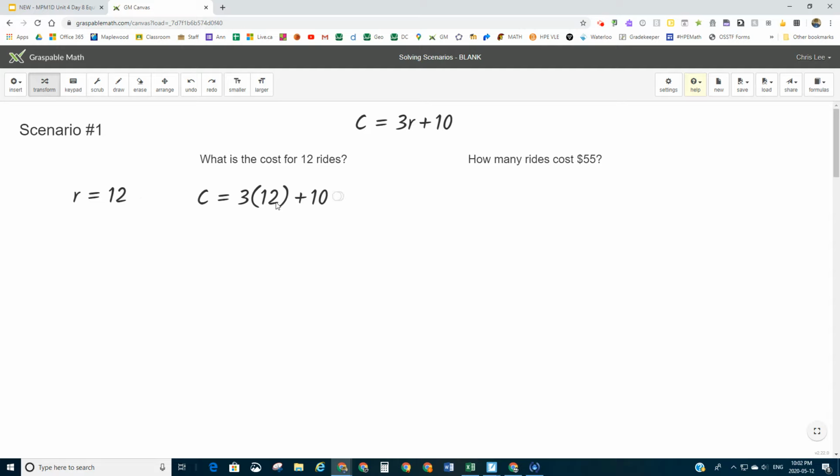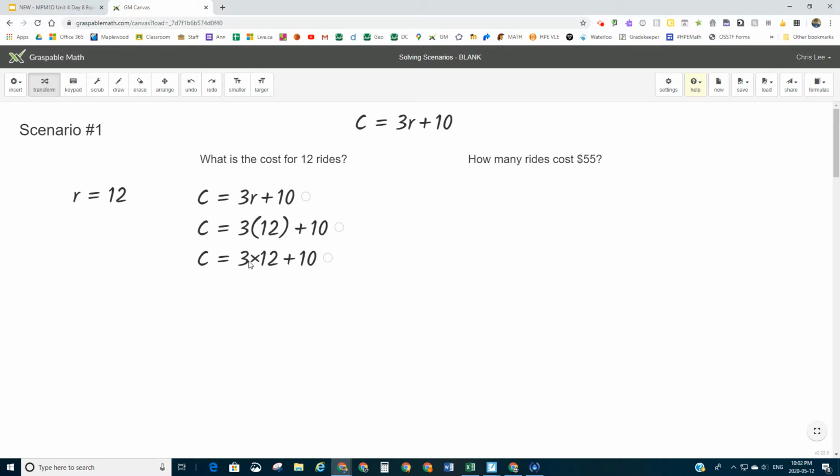Now you'll see 3 times 12 plus 10. Now I can grab these bubbles on the side to show the steps as we go along. So instead of 3 times r, it's 3 times 12. Now we'll ask Graspable Math to do these calculations. 3 bracket 12 means times. So if I click on the brackets, you'll see 3 times 12.